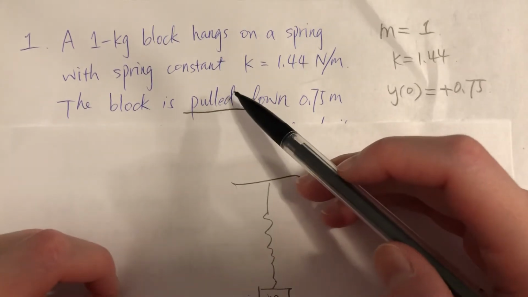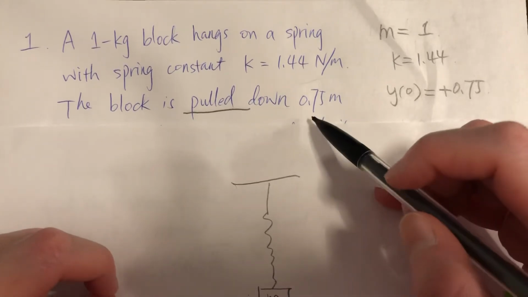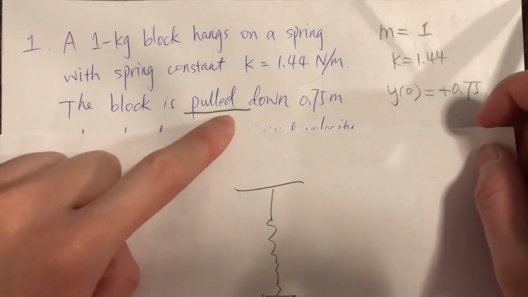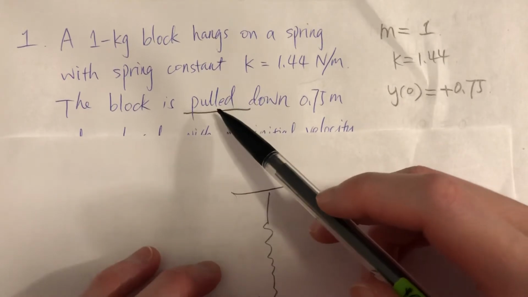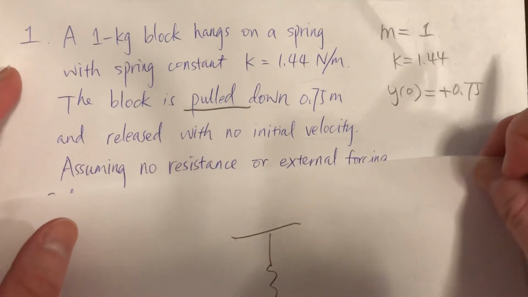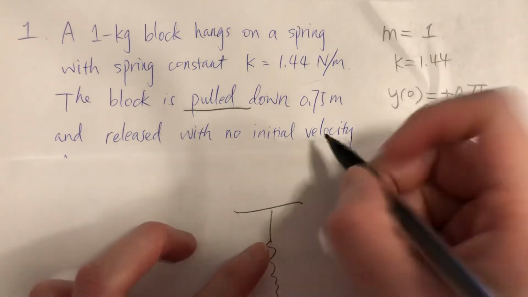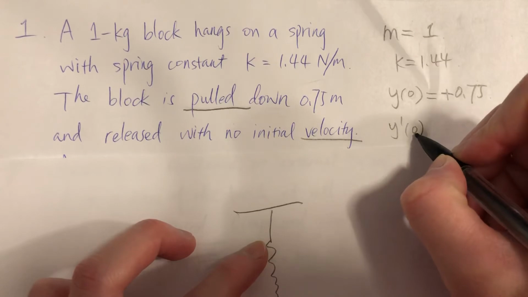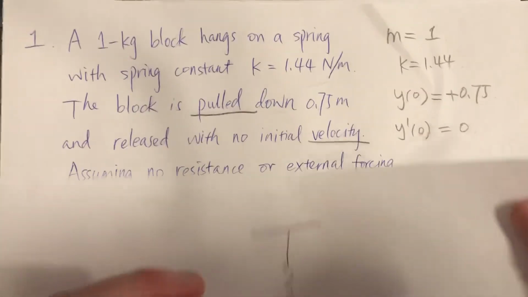And if it's pushed by a certain distance, then you should interpret that as a negative number, even though the statement probably won't put a negative sign, but you should know one side is positive, the other side is negative. So next, released with no initial velocity. We know that velocity is the first derivative of distance. Initial means time equals 0. So that just means y prime of 0 is 0.